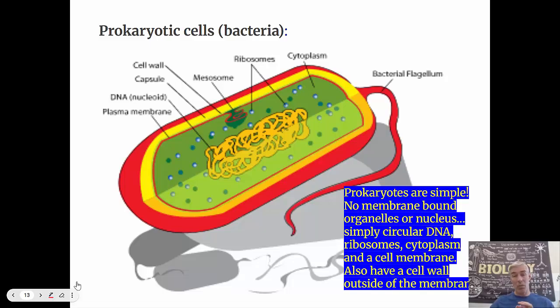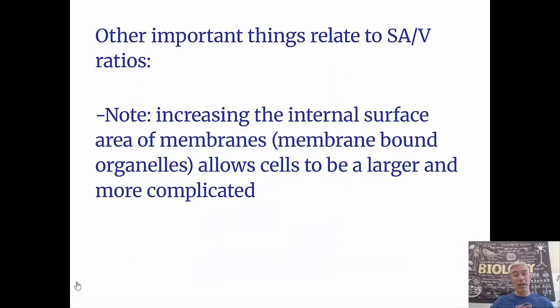Prokaryotes also have a cell wall on the outside, but that cell wall is made up of what's called peptidoglycan, which I'm going to get to in a little bit. When we talk about different types of organelles, even though it's not technically an organelle, the cell wall.